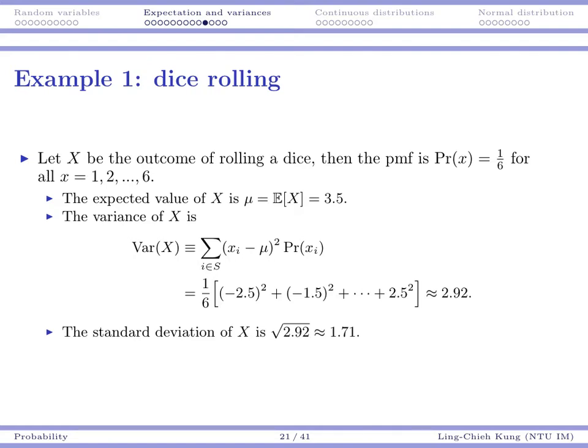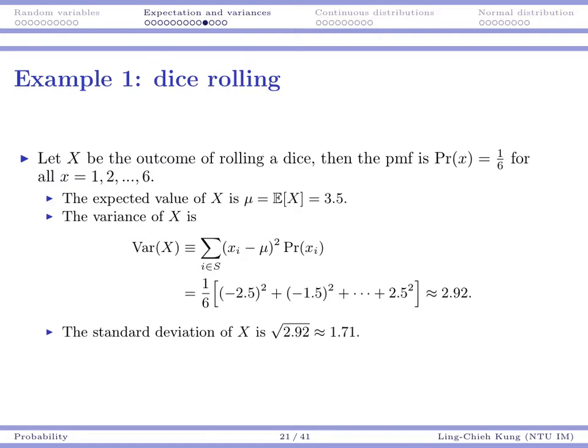So let's see some examples. Again, suppose that we have a dice, and the probability function is that the probability of X is 1 over 6 for all the possible values. We know that the expected value is 3.5. So now if we want to calculate the variance, it's the following. I'm going to take each value, find the difference between that value and mu, square it, and do a weighted average.